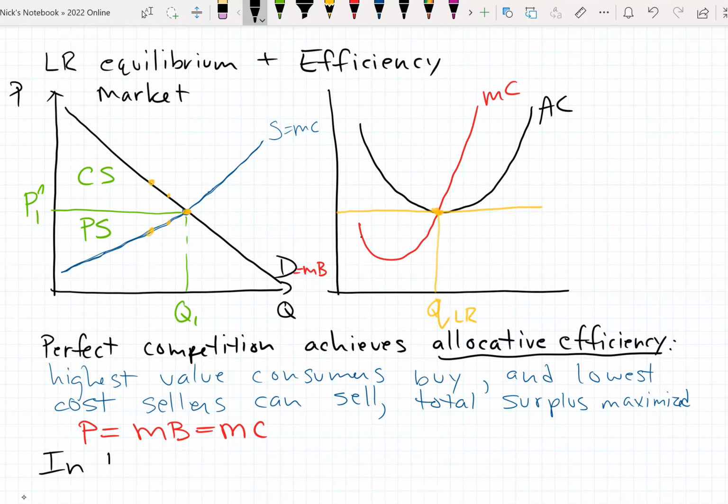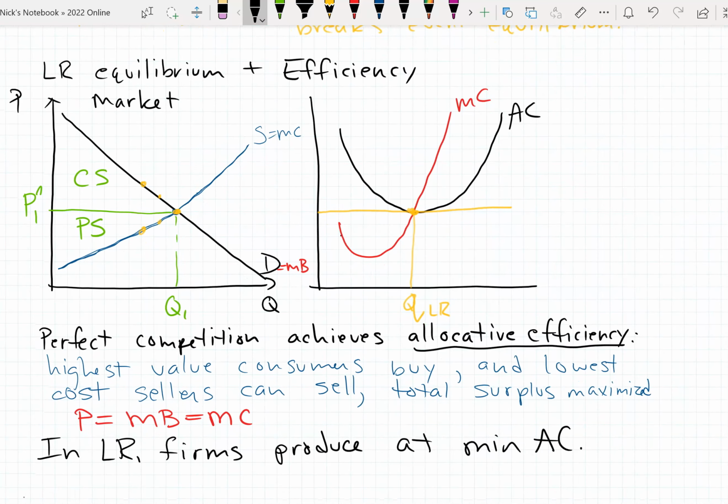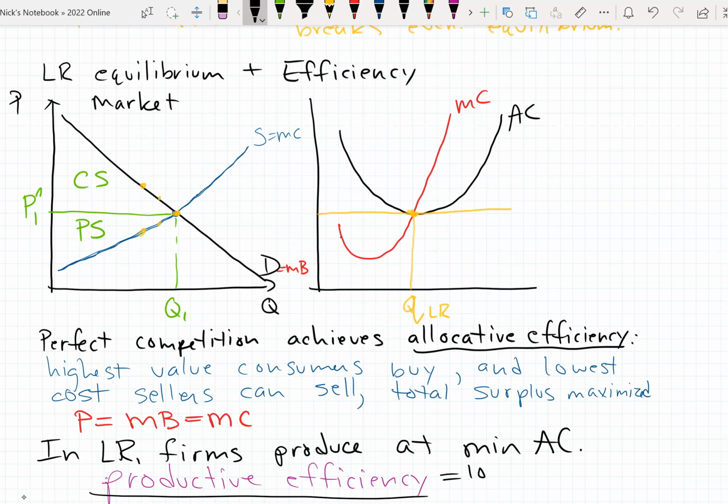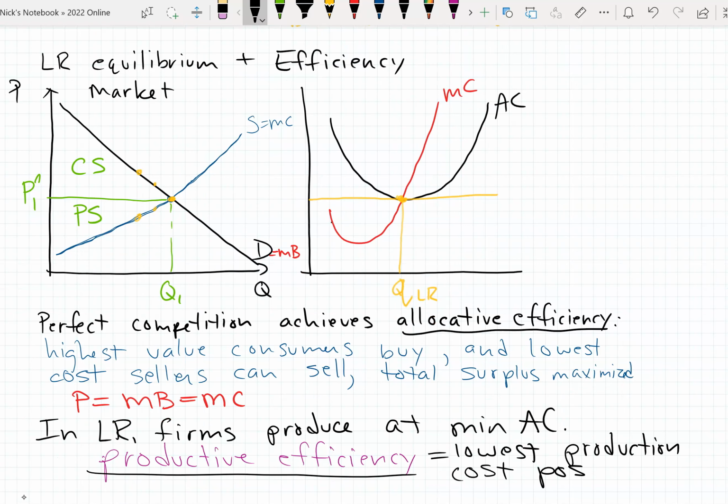So in the long run, firms produce at the minimum of their average cost because they're breaking even, right? So this is known as productive efficiency. They're achieving productive efficiency. This is the lowest production cost possible. And this is only in the long run, not all the time, but in the long run, the perfect competition market keeps getting pushed back to this productive efficiency too.